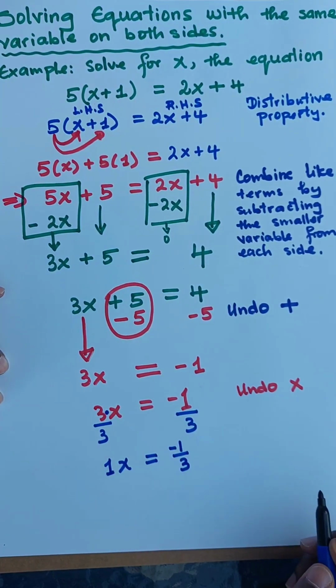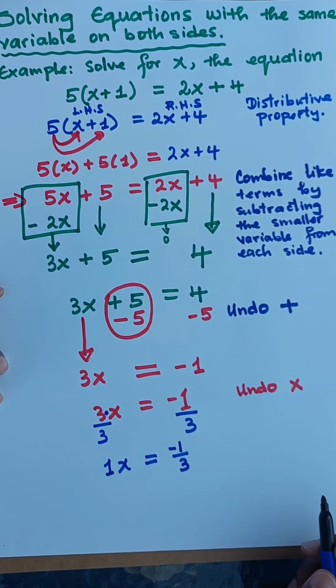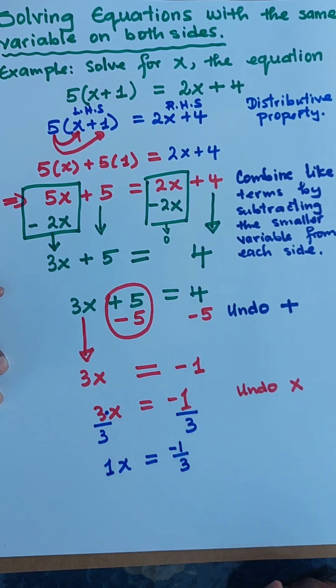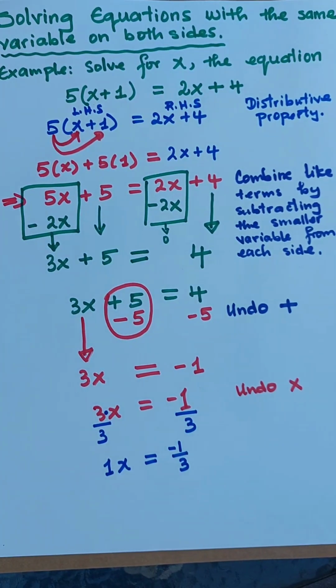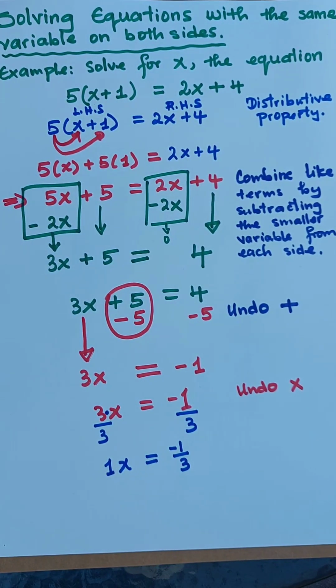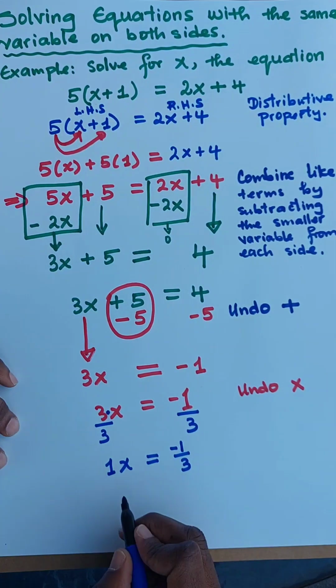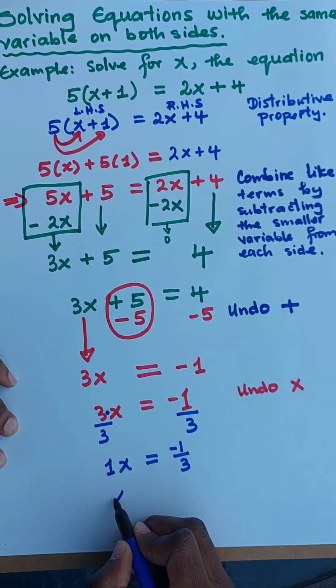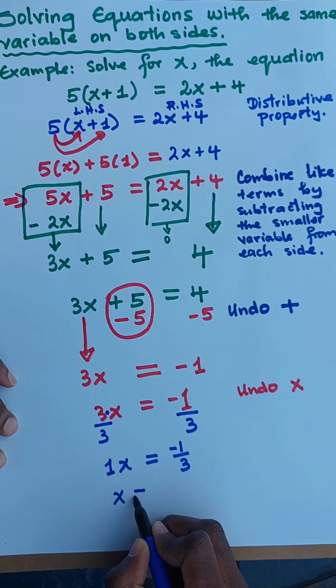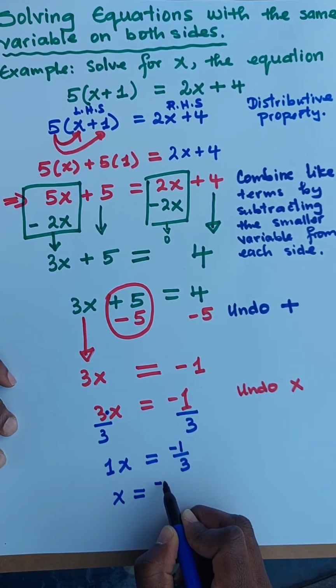Now on this side, negative 1 over 3 is already in simplest form. So we don't need to mess with it anymore. We just let it sit as a fraction. It is okay, I repeat, it is okay to have a fraction for an answer to a math problem. So 1x is also just the same as x. So our answer is x equal to negative 1 over 3.